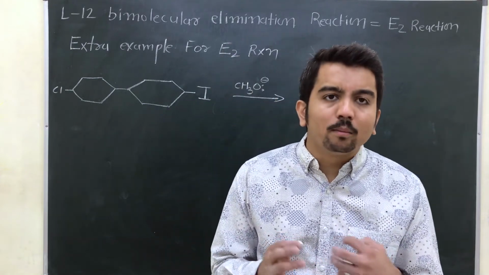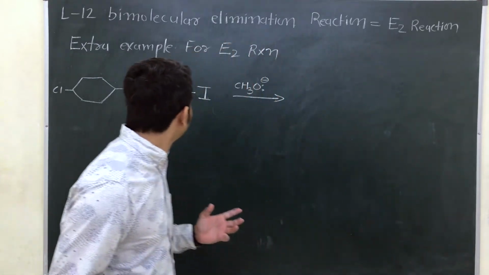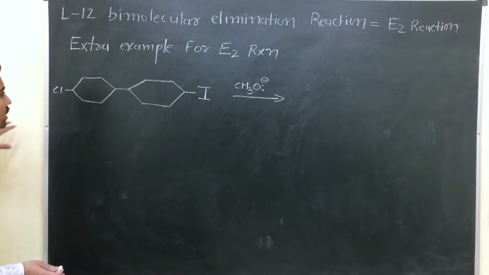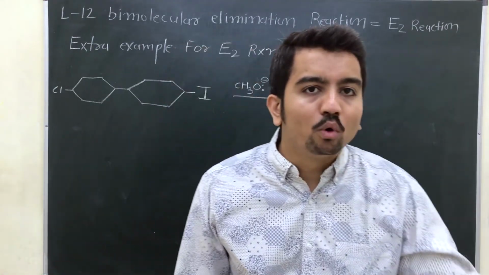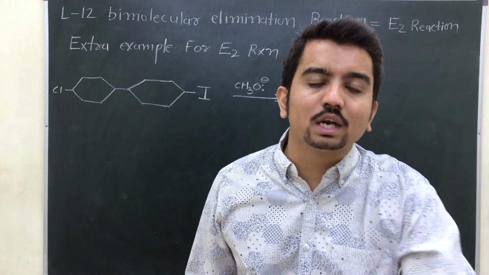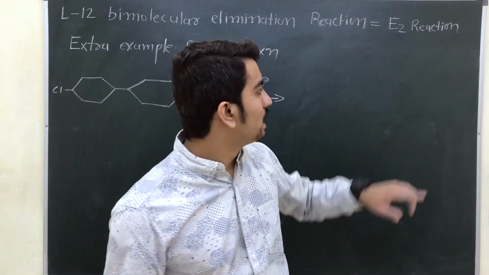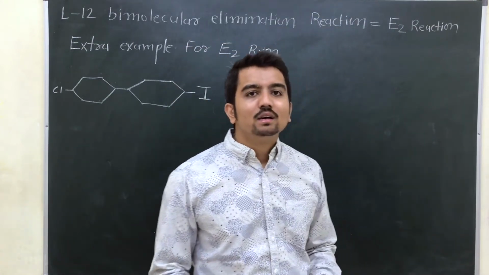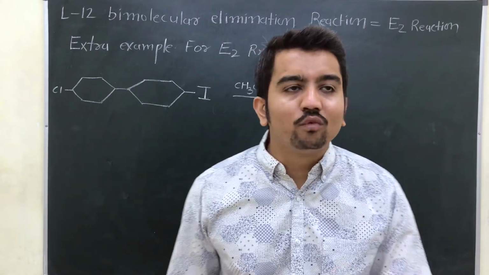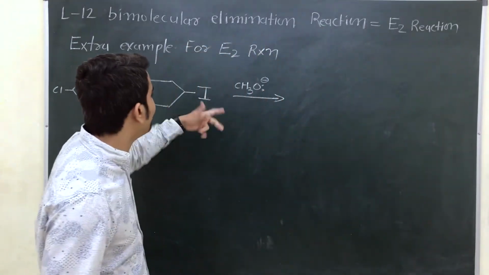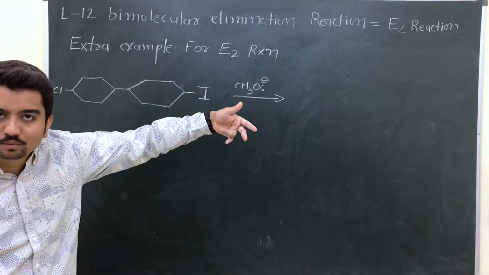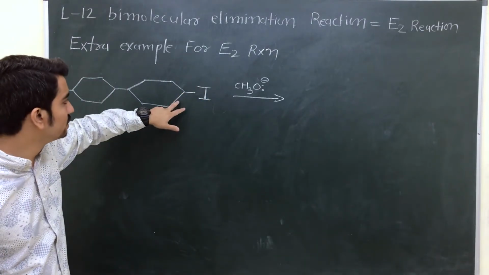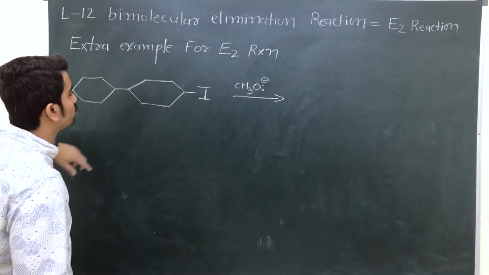See, there are a number of possibilities that students will think. Sir, either chlorine will be removed or iodine will be removed, what will be removed? So check the portion of the previous screenshot. At the last we have written that E2 is fastest in the case of iodine. So iodine will be removed as a leaving group. Should I show this? Okay, let me show the mechanism.